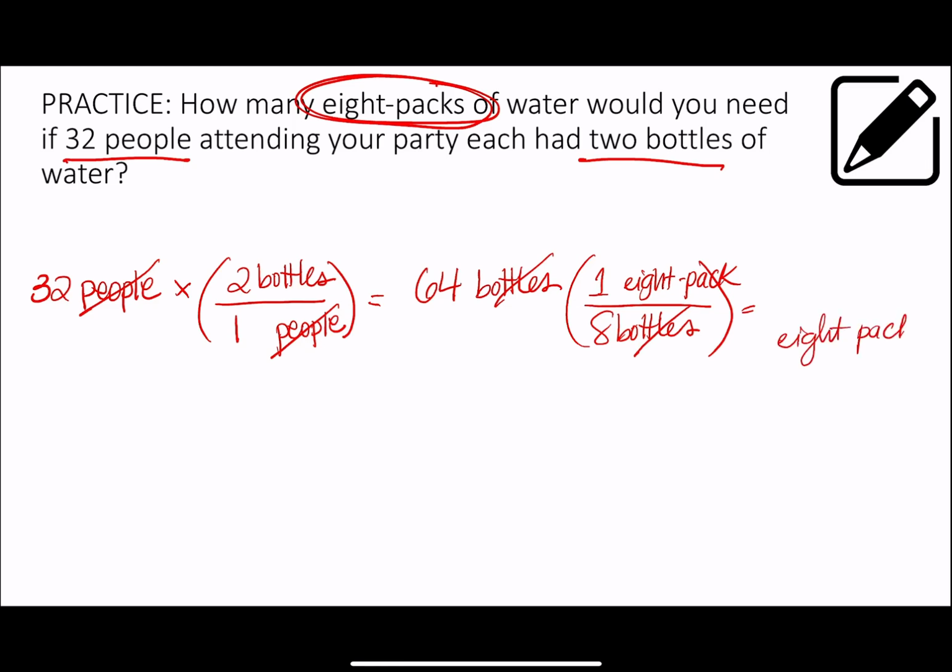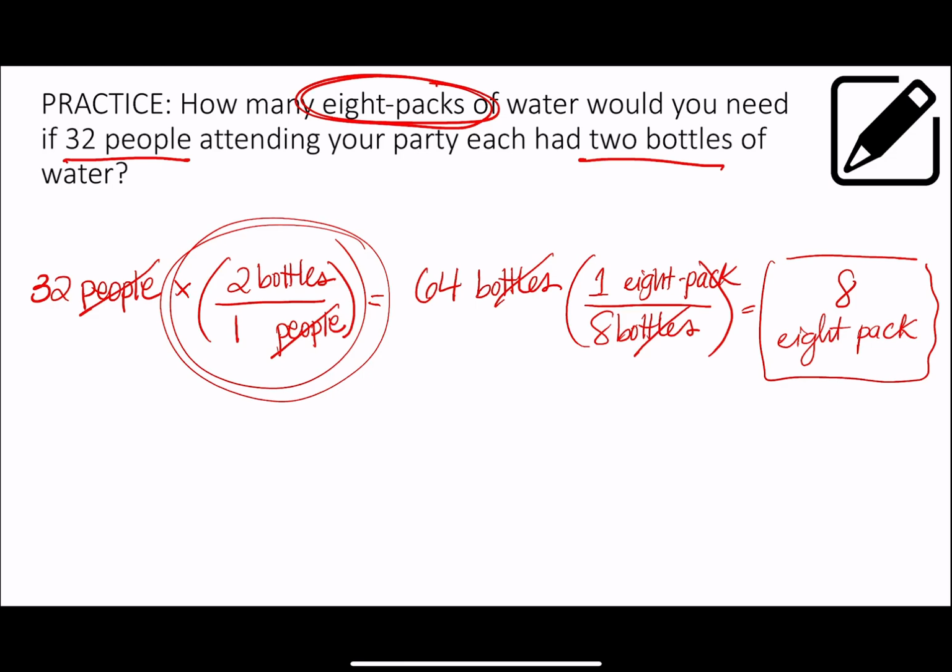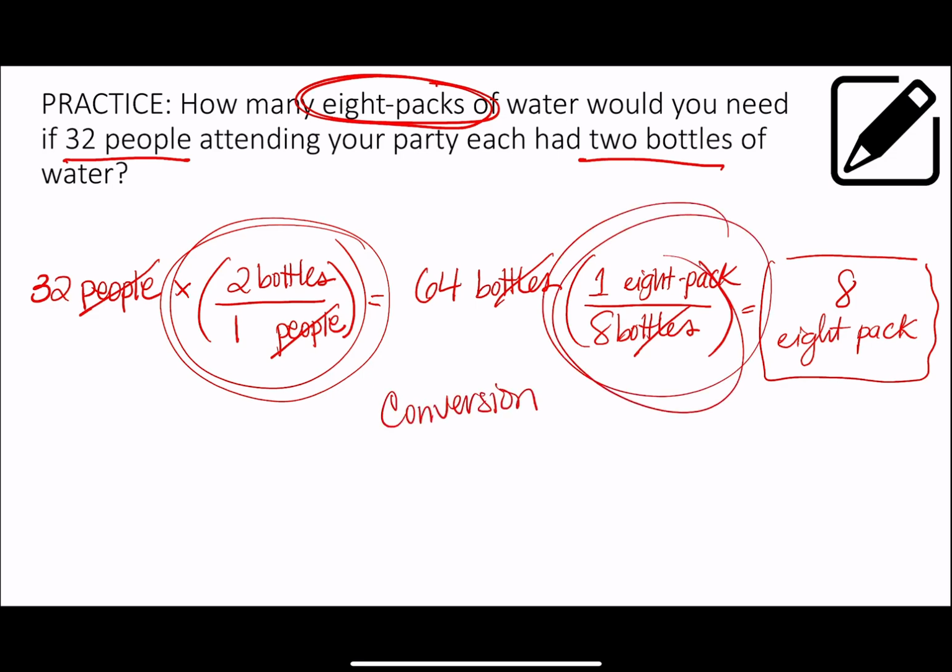And hopefully you know that if you have one number with a bar under another, that means you're dividing, right? So 64 divided by 8 should be 8. So to be able to make sure everybody that is attending your party has enough water, if they're going to have 2 bottles, then you're going to need 8 packs of water. And that's how you do that. And these things right here, this one and this one, those are your conversion factors.